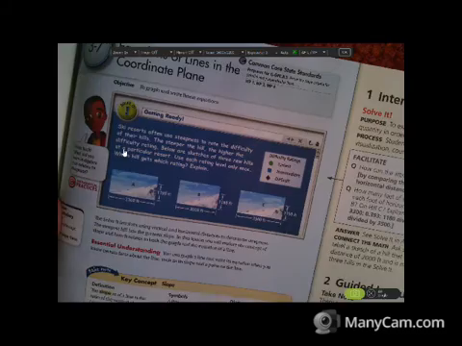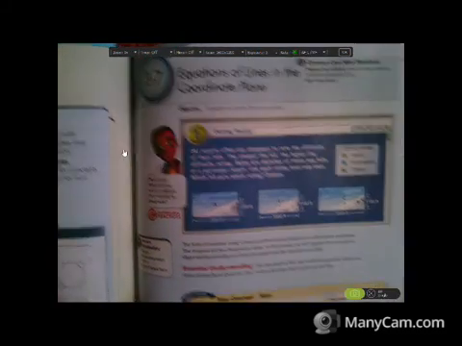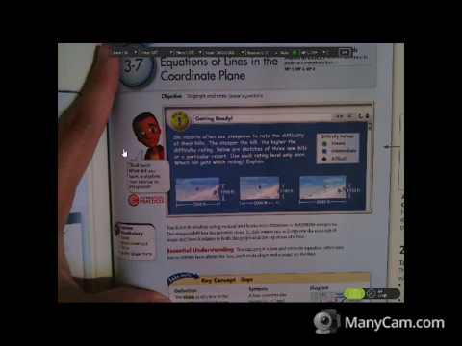Alright, we are in section 3.7, equation of lines in the coordinate plane. Let's look at the solve it.